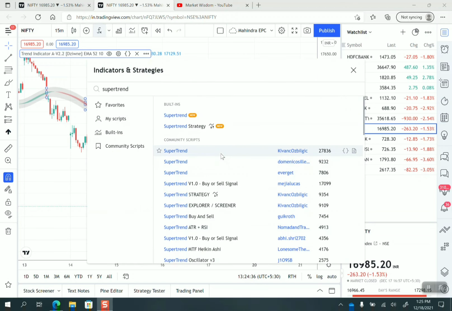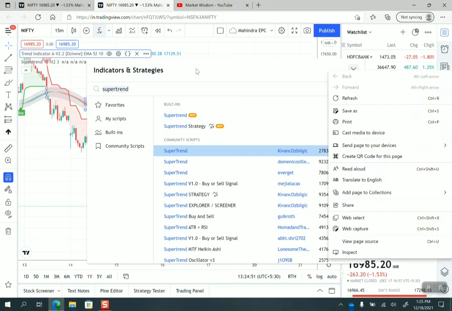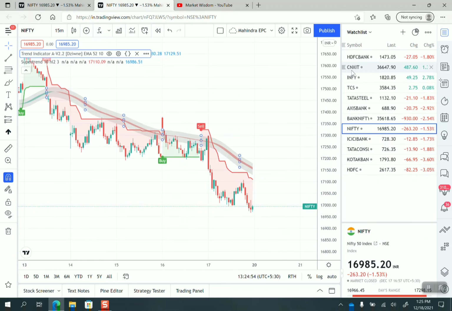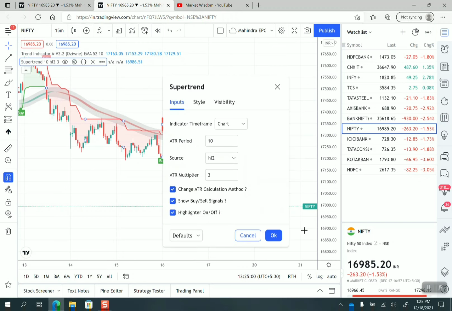The second indicator that we are going to use in this particular strategy is Supertrend. Remember to select this one with this author. So let's select this one, and close it out. It is coming over here. We'll go to settings, and in this setting we will keep the ATR period length as 9, the source as HL2, and the ATR multiplier as 3.9. Make sure you have all these settings as accurate as I'm showing.